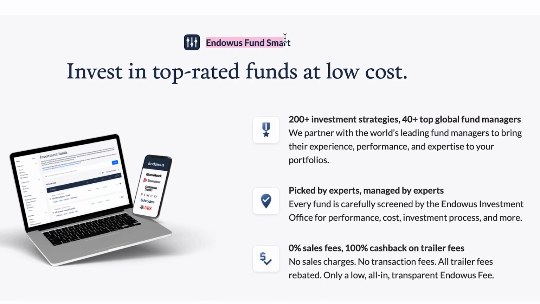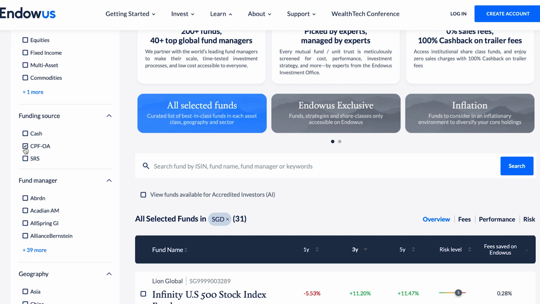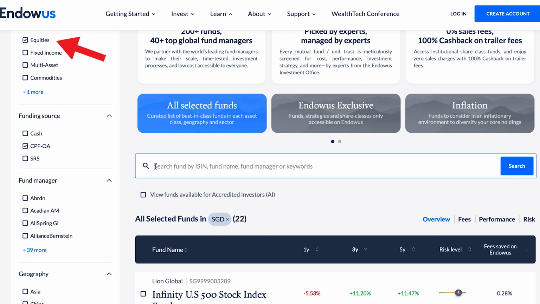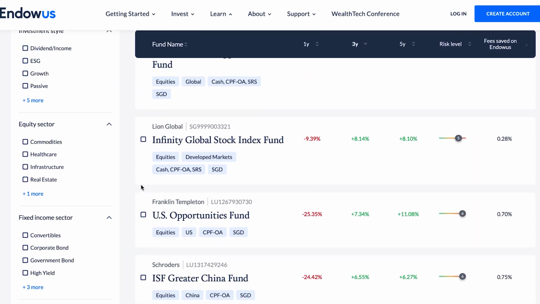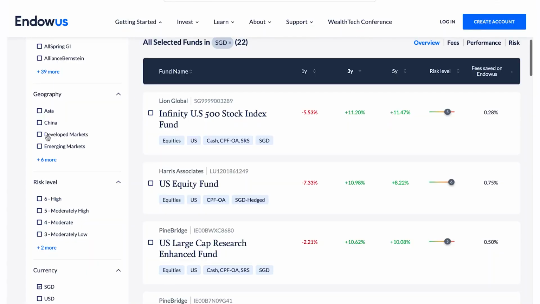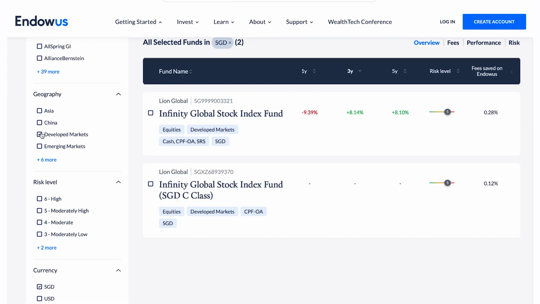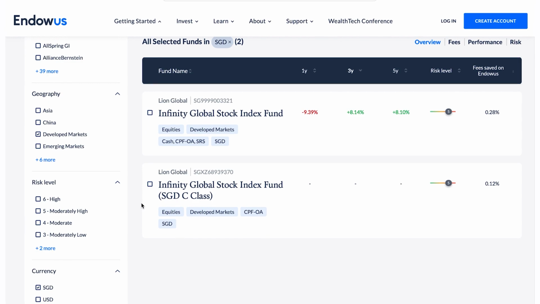Then how? Luckily, there's a way to invest in ETFs, and that is by using Endowus Fund Smart Portfolio. If you go to Endowus Fund List, filtered by CPF OA, you will get about 30 plus results. Then, to get the highest return, filter by equities, and you will be left with 20 plus results. Whichever you choose is totally up to you. But my personal preference is to invest in developed markets because they are already well established. Once you apply that filter, you will be left with 2 choices, which are actually both the same thing.